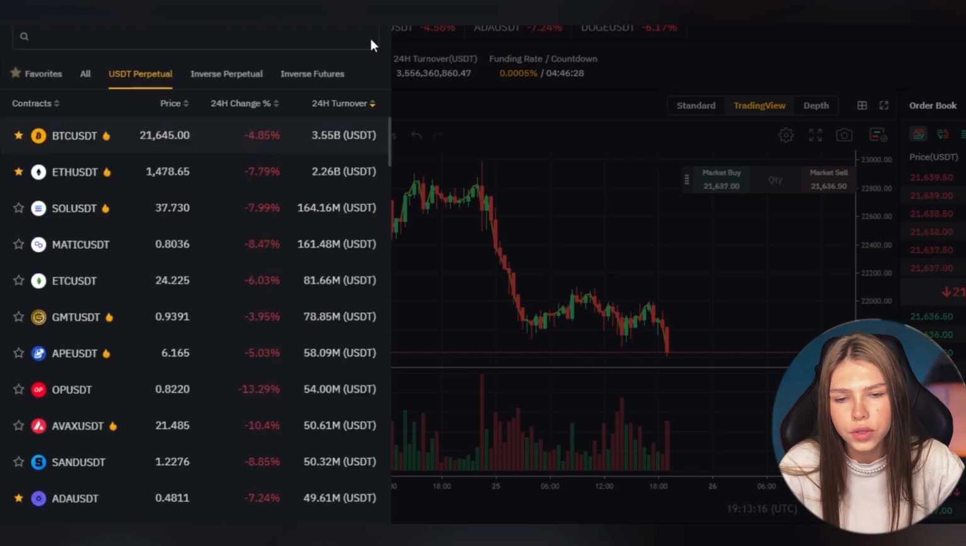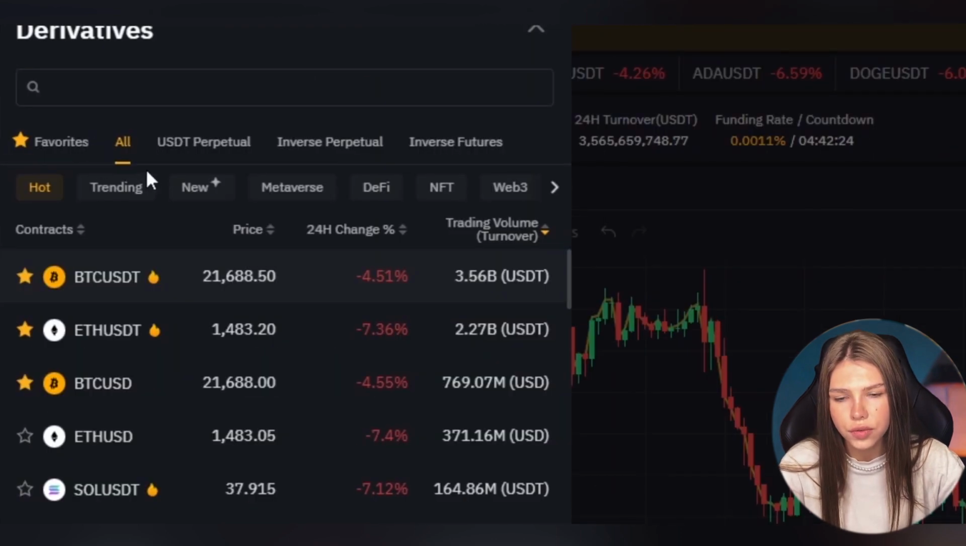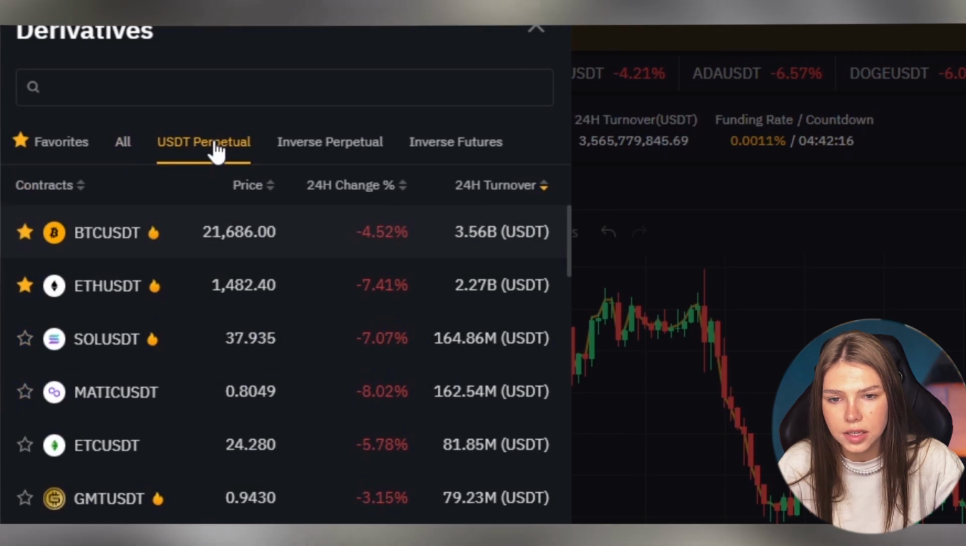So really what I want to go through is the different types of contracts. There's a few different ones. Whatever your market is, there's a few ways to trade it. The first is a USDT perpetual.